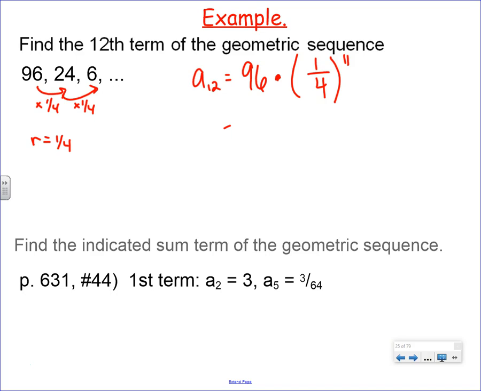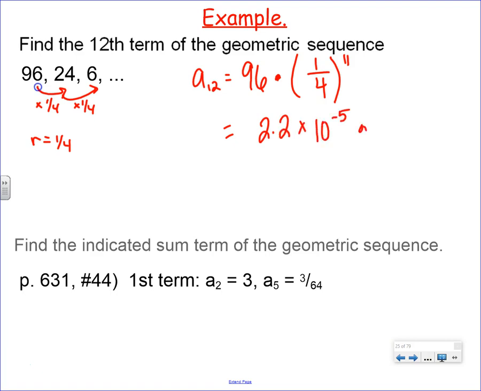Can someone get me an answer? It's really, really tiny if you think about it. Divide by 4, divide by 4, divide by 4. Ooh. 2.2, Chris?